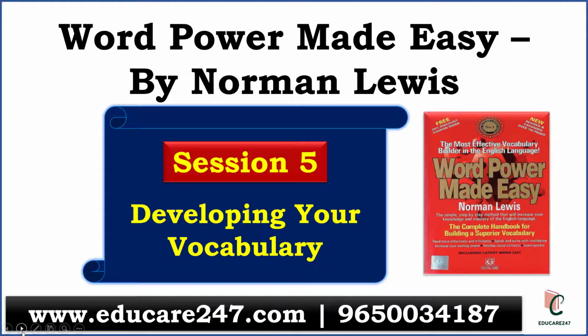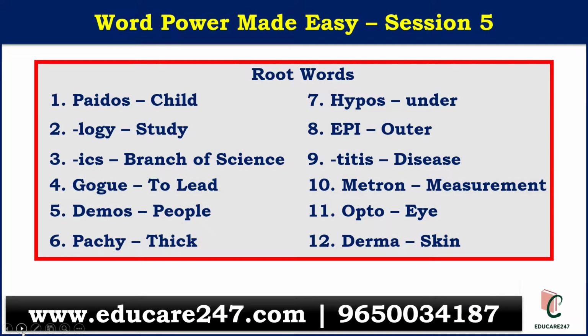So let's begin. These will be the root words on which our 10 words are based. Let's discuss them one by one. Our first word here is paidios, which means child. The next is a suffix, logi, which means study. Next, again a suffix, ics, which means a branch of science. A simple example is physics, a branch of science, ending with ics.